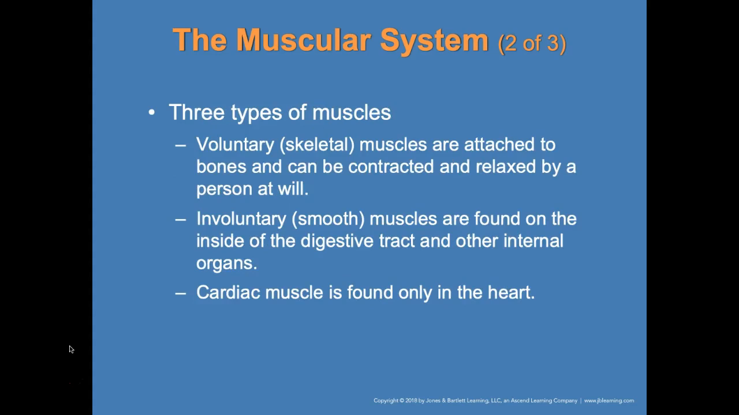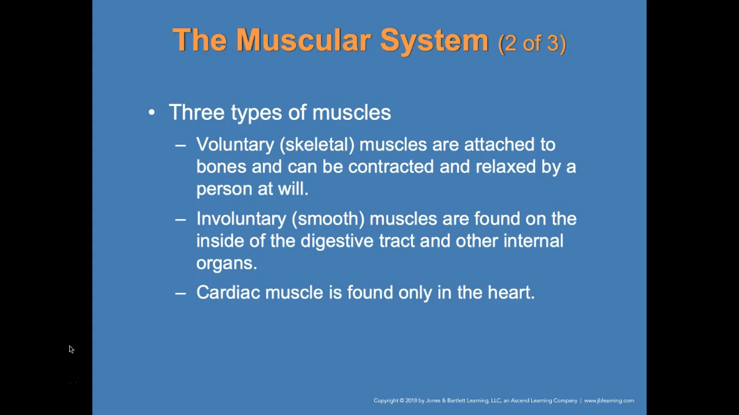All right, we're going to have three types of muscle. Voluntary or skeletal muscle. These are attached to bones and can be contracted and relaxed by a person at will. So we have control over these. We're able to think about moving our arm at the elbow and it'll do it.